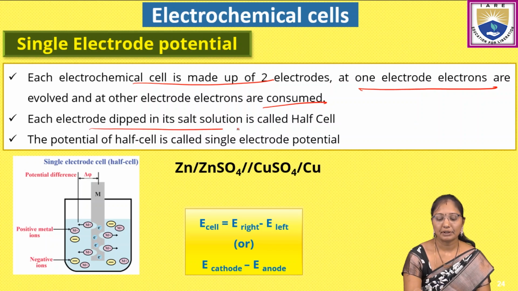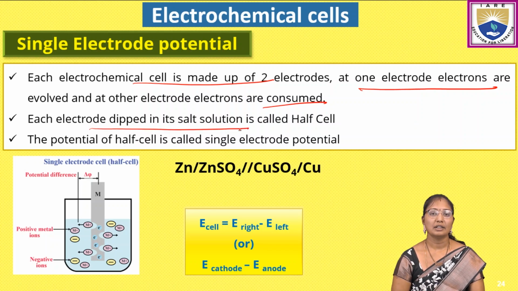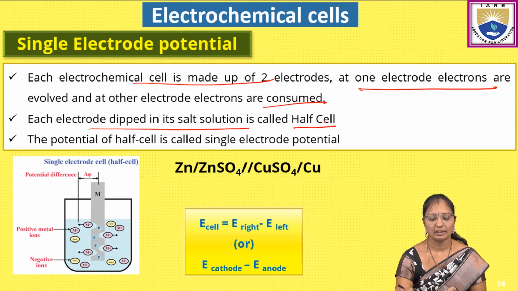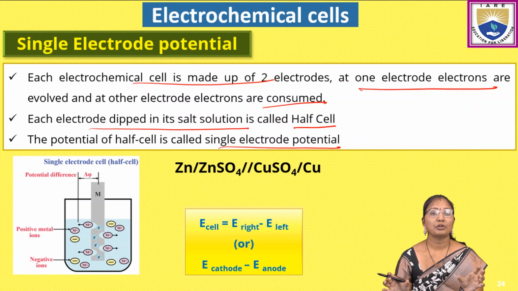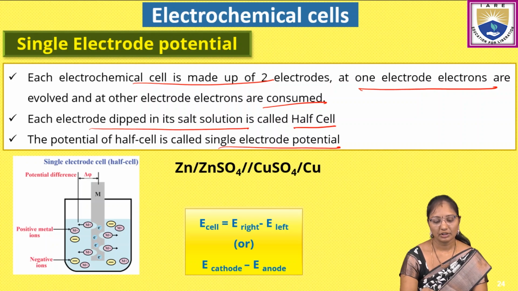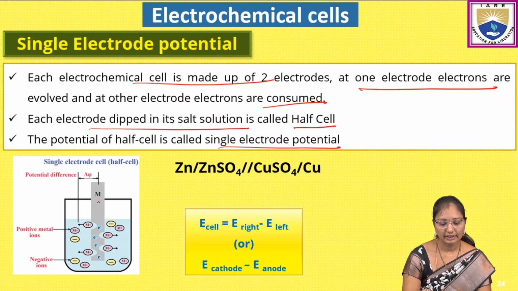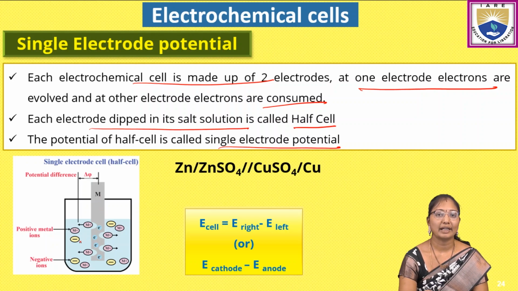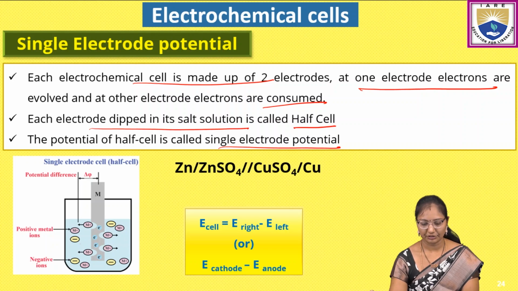Each electrode dipped in its salt solution is called a half cell. The potential of a half cell is called the single electrode potential. So there are two electrodes: this is one half cell and this is another half cell. Here the potential difference between the electrode and the solution is called the electrode potential. If it is for a single electrode, then it is called the single electrode potential.